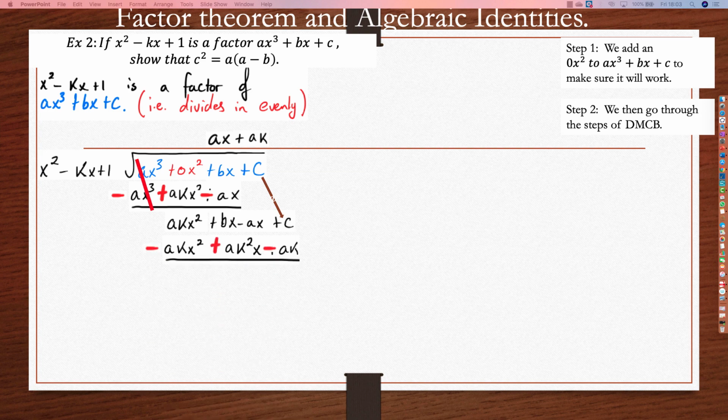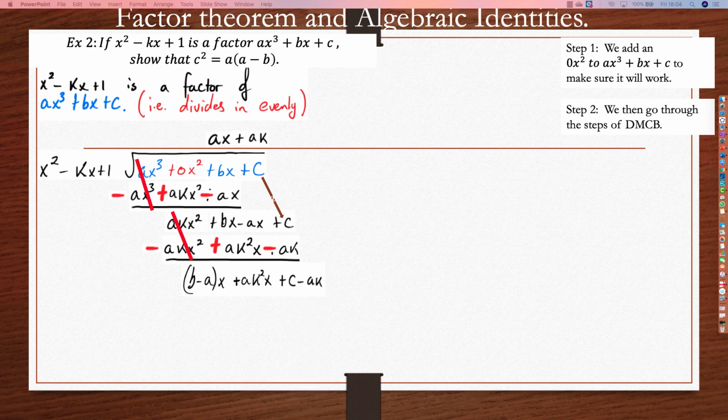Now, as always, the first two knock. Bx minus ax plus ak squared x, you bring it all down together as 1. As I said, I just got a common x there, and b minus a. Are we okay there? And ak squared x plus ak squared x. And then c minus ak.